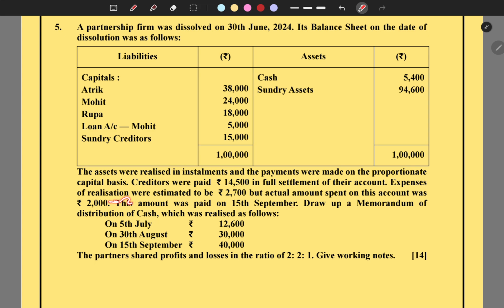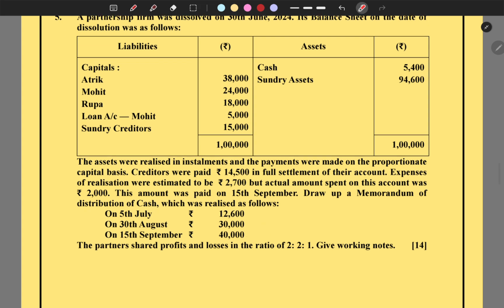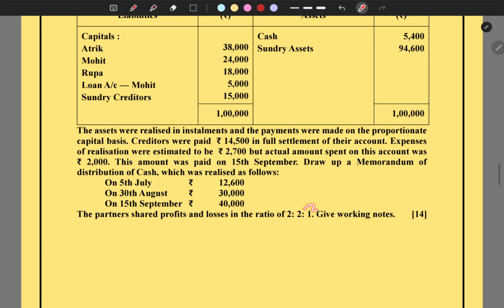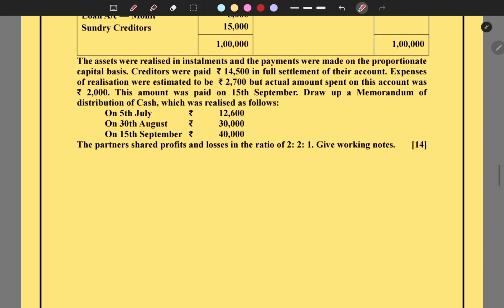They are saying this 2,000 was paid on 15th September, so we have to realize it at the time of September. We have to show a saving of rupees 700 at the time of September. For the distribution of cash, 12,600 was realized on 5th July, 30,000 realized on 30th August, and 40,000 realized on 15th September. The partners shared profits and losses in the 2:1 ratio.